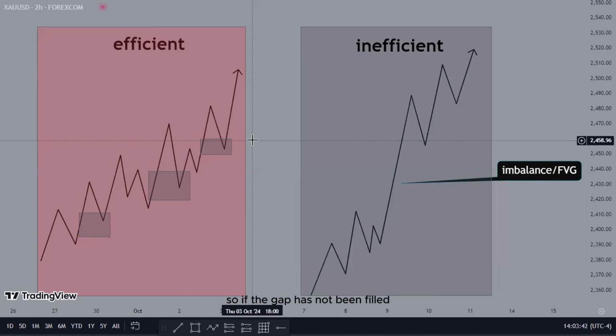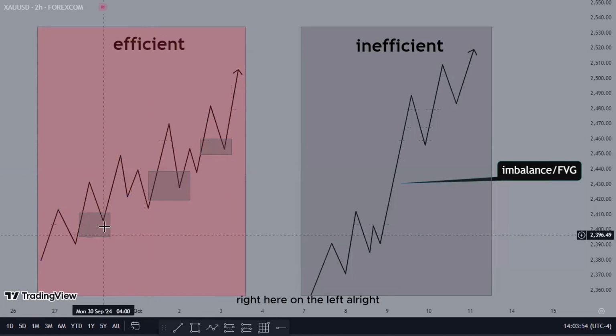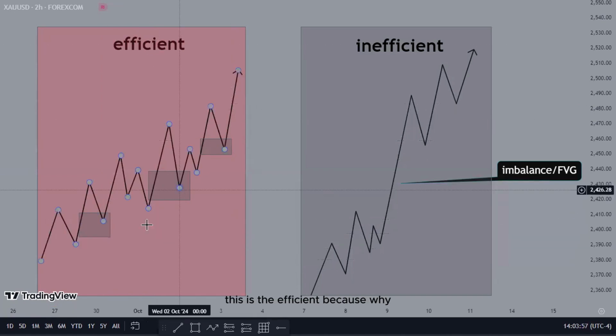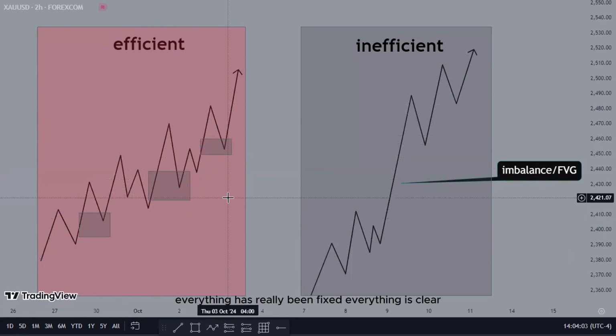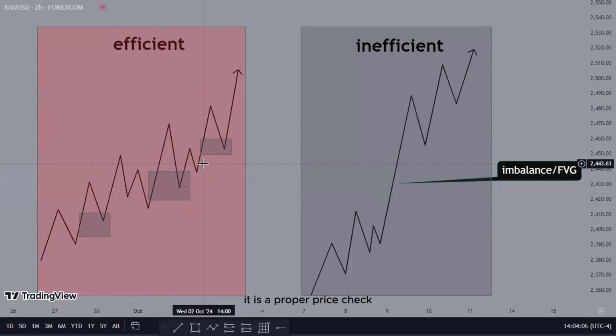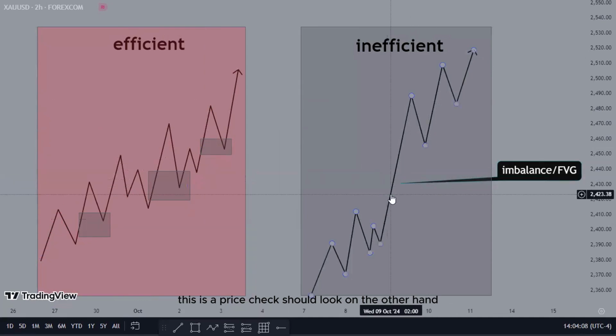So if the gap has not been filled, or if it does not get filled immediately, or at least a few moments after it's been created, then we don't want to trade that level again. You understand? So this is an efficient price chart right here on the left. All right, with pink, this is the efficient. Because why? There's no reason for price to come back here. Everything has really been fixed. Everything's clear. It is a proper price chart. This is how a price chart should look. On the other hand, this is inefficient, which means price has left behind footprints. It has left behind signs that it's coming back. You understand? It's coming back to do the finishing touches.